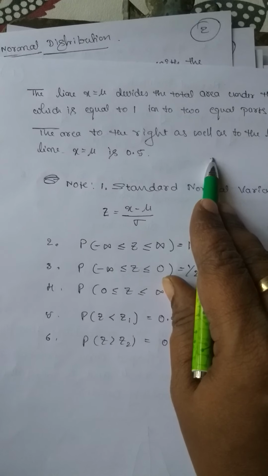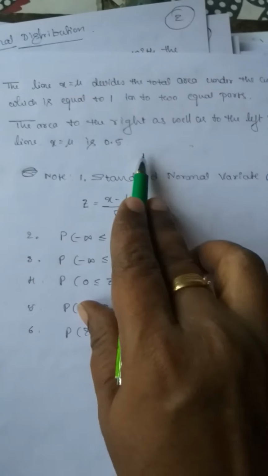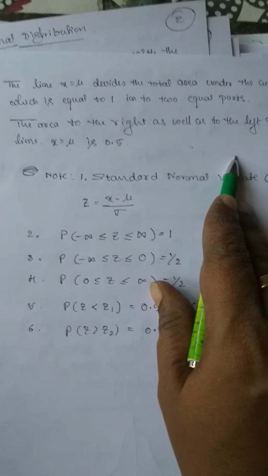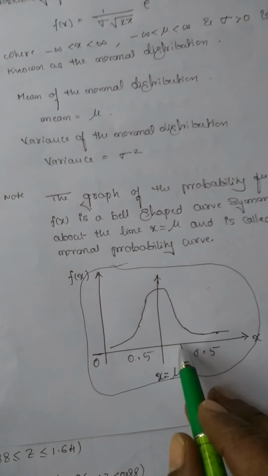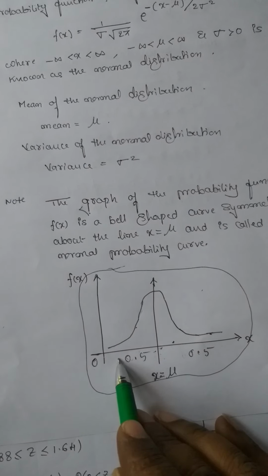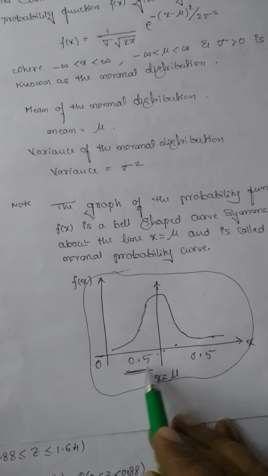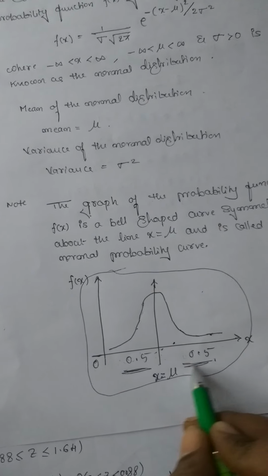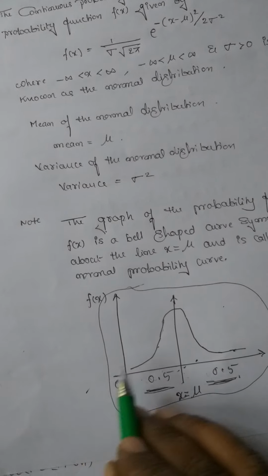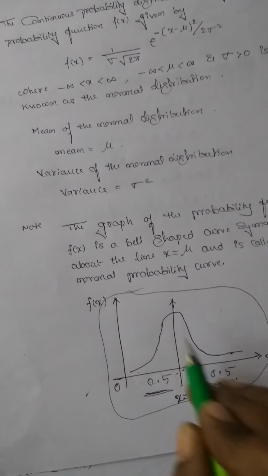This is a very important thing. The area on the right-hand side as well as the left-hand side of the line x equals mu is 0.5, which we can see in this graph. This is the left-hand side of x equals mu and this is 0.5, and this is the right-hand side of x equals mu, again 0.5. So the total area is 1 and it is exactly divided in half.